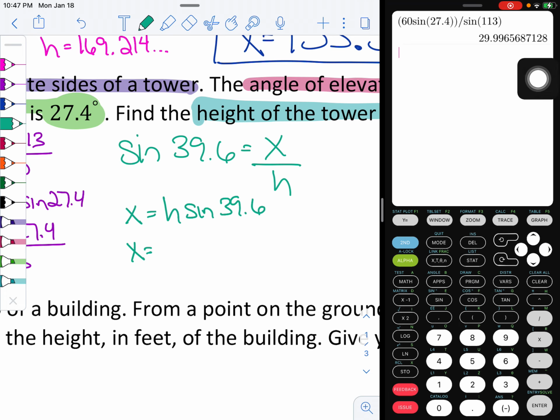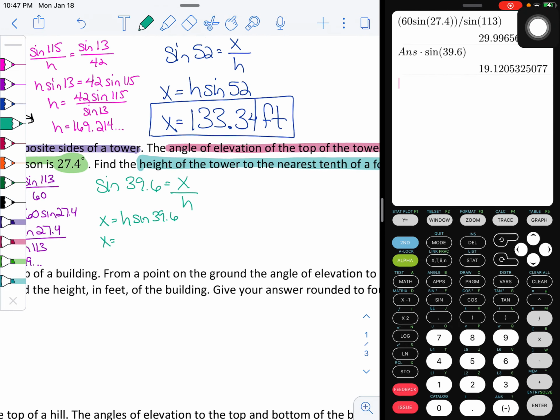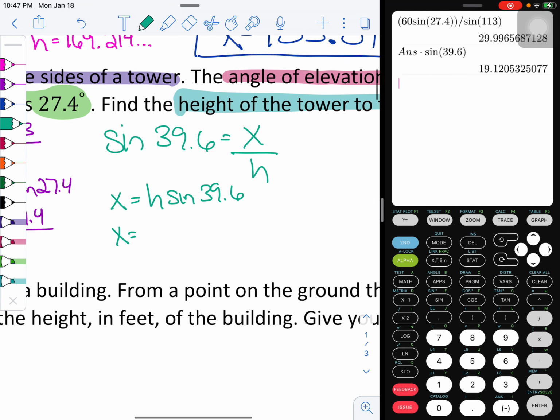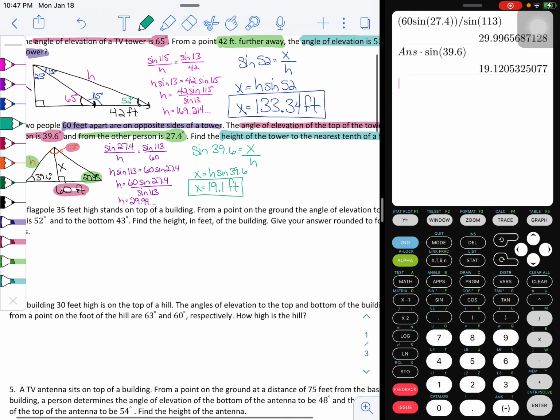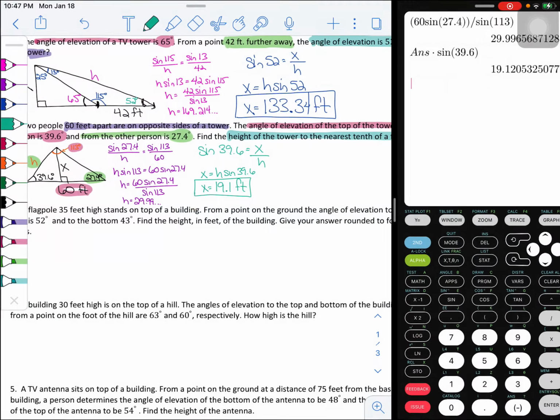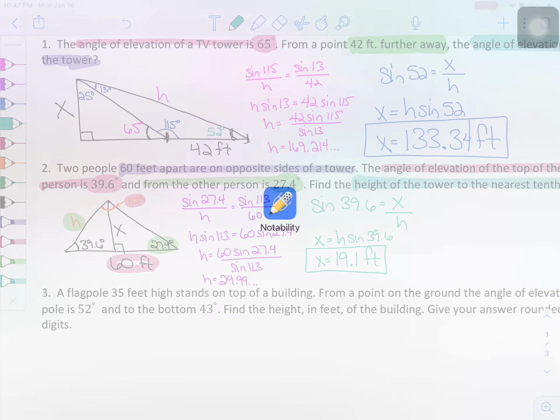So that means I am going to take this h value, which is sitting in my calculator, 29.99, times, and this way the calculator will hold all those decimal places, sine 39.6. Go ahead and hit enter. Find the height of the tower to the nearest 1/10 of a foot. So that means I just want to round to one decimal place. So the tower is 19.1 feet.